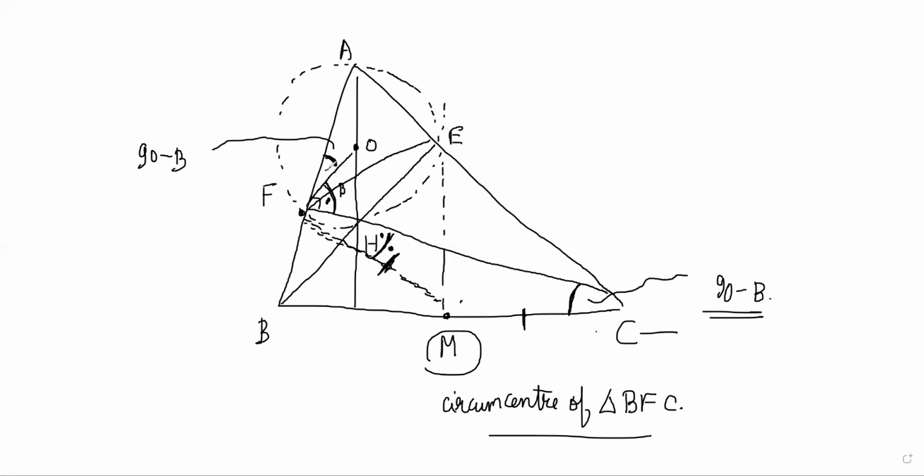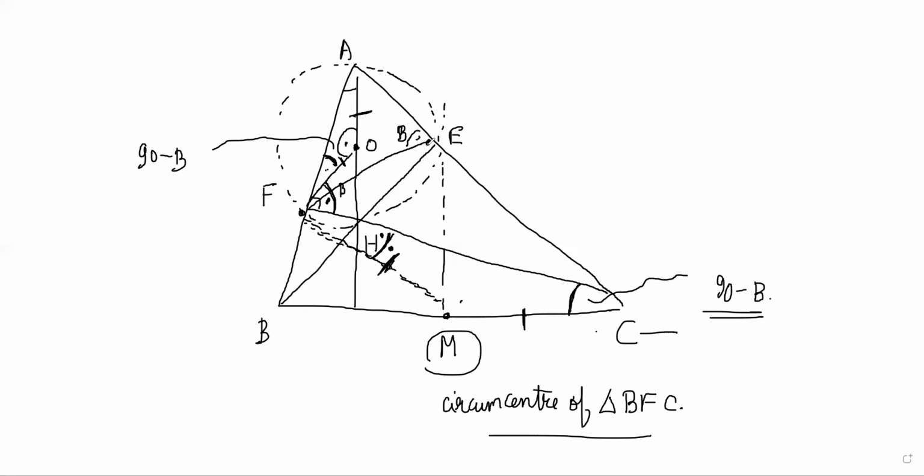OAF is 90 minus B, and this is the center, so we know this is equal to this, so this will also be 90 minus B. So this will be 2B, because 180 minus B, and that means that we have to show that this angle is B, because this is the angle at the center, and this is a point on the circumference. So can we show that this angle is B?